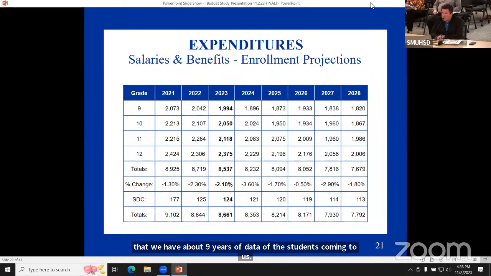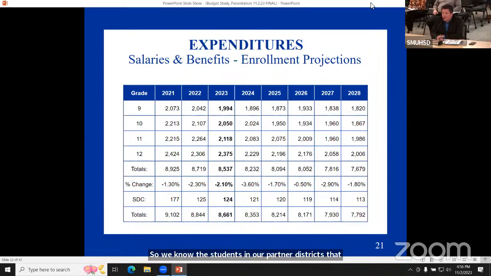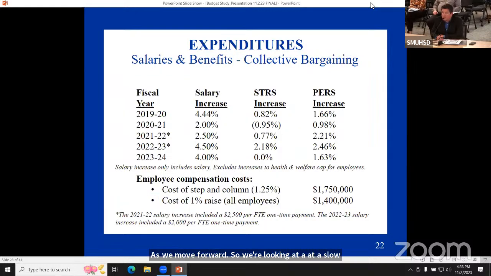So our enrollment projections are usually pretty close as we move forward. We're looking at a slow decline projected over the next 5 to 10 years. The last piece around what drives our salaries and benefits costs is our negotiations and our collective bargaining with our labor partners.